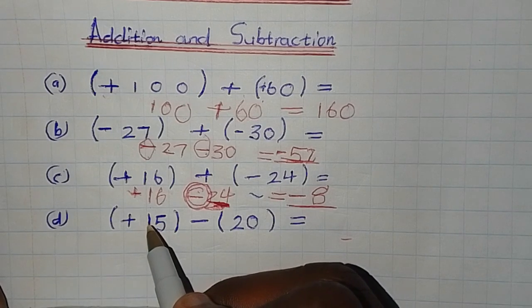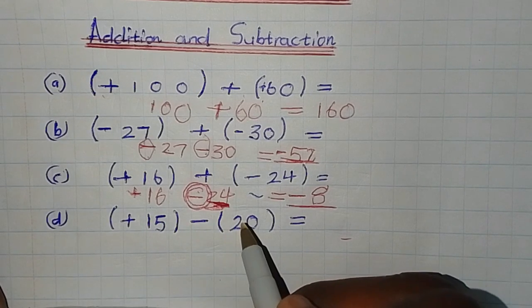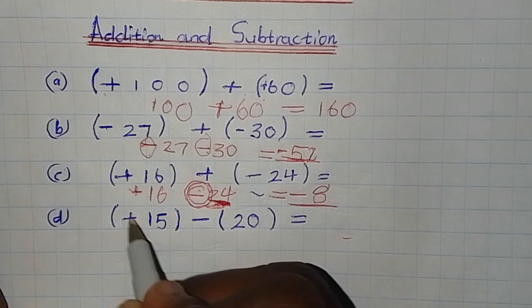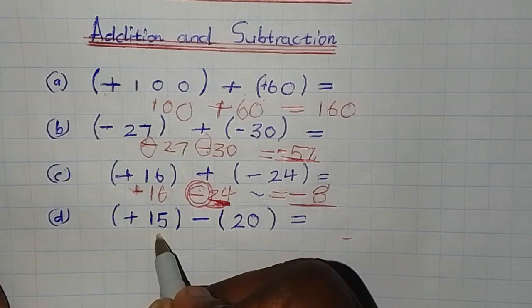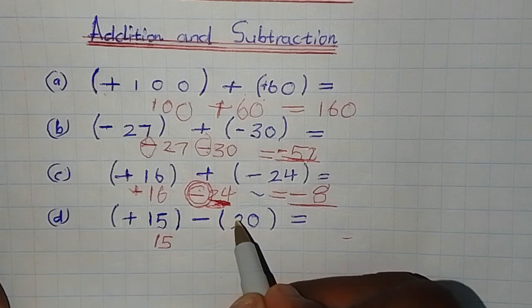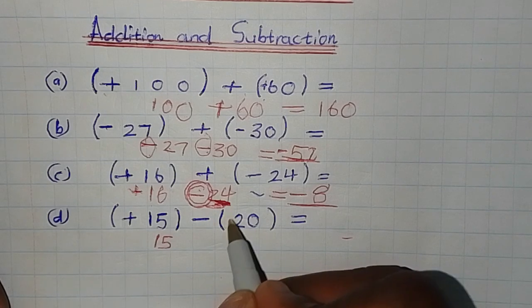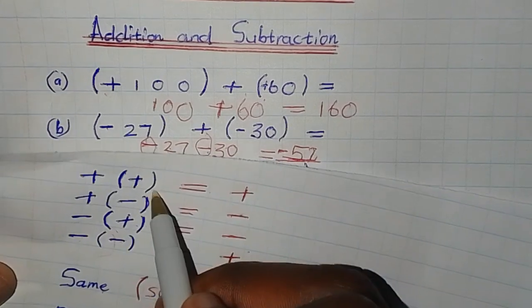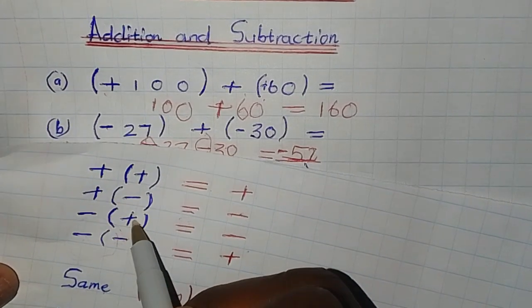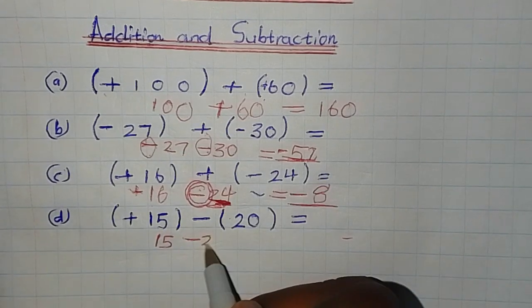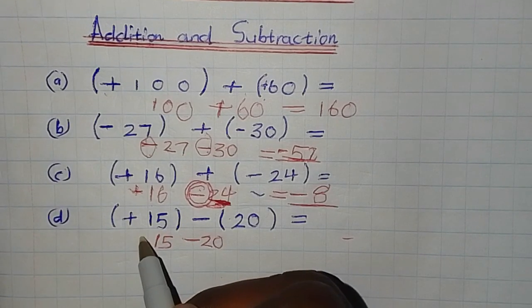We have positive 15 minus 20. Okay. Here, remember, positive 15 is the same as simply saying 15. Then here, 20 is the same as saying that we have a positive here. Then a negative bracket positive. That's a negative there. So now we have 15 minus 20. You can put a positive sign here.